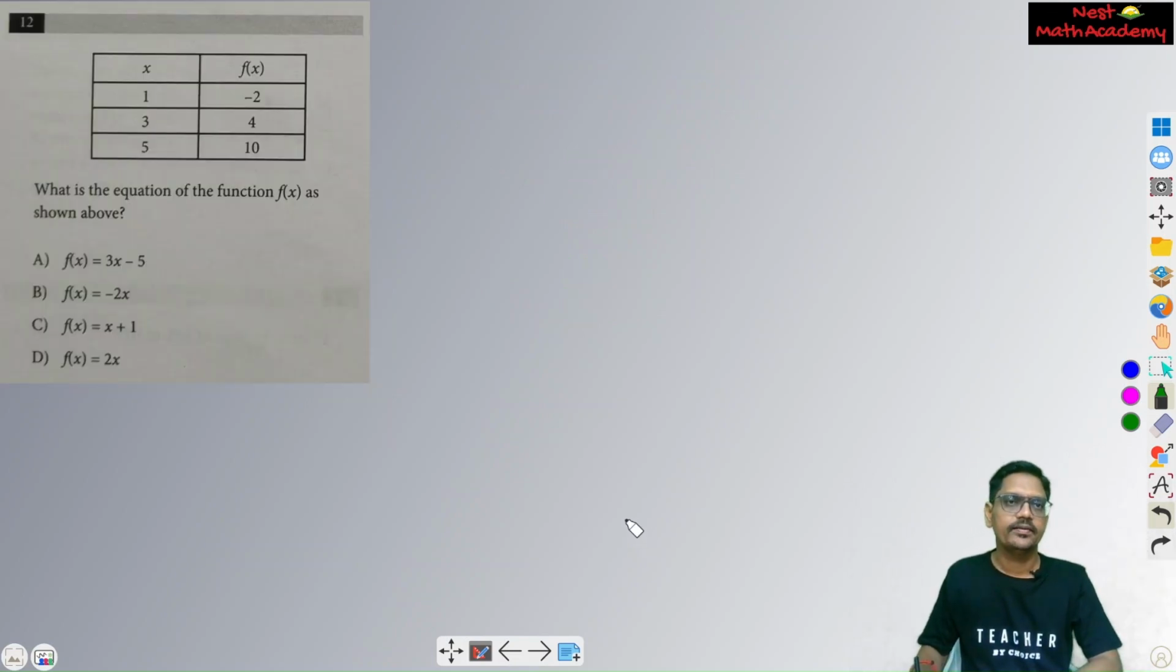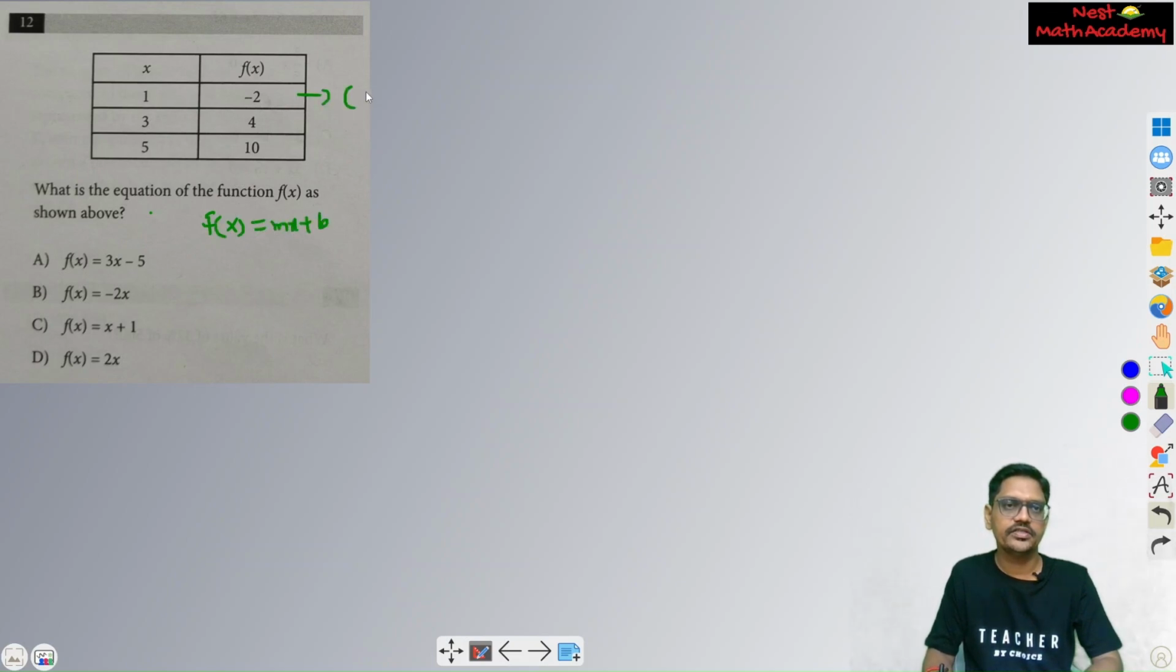Question number 12. What is the equation of the function f of x as shown above? Okay, they have given 3 points on the graph and are asking what is the equation of that function. Clearly we can see that all 4 options are linear functions. Therefore, the answer is going to be a linear function for sure. The linear function is of the form f(x) is equal to mx plus b. So try to find the slope first.